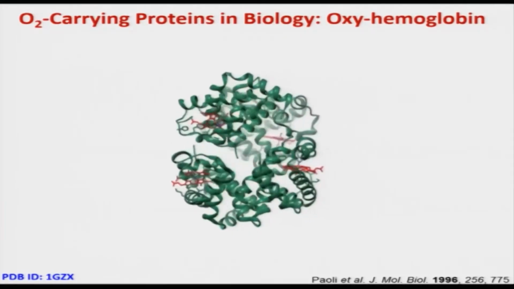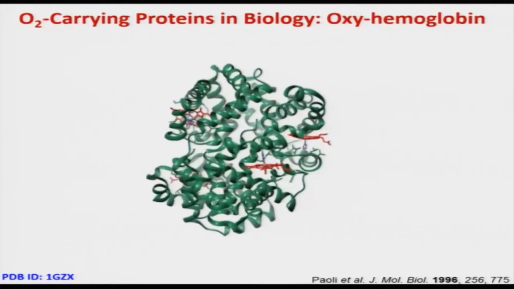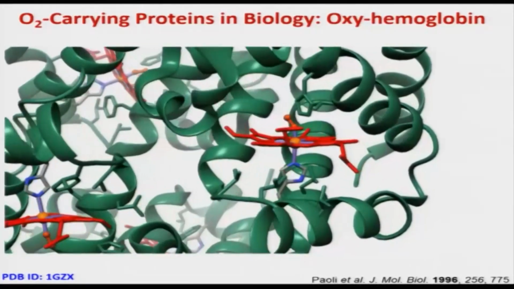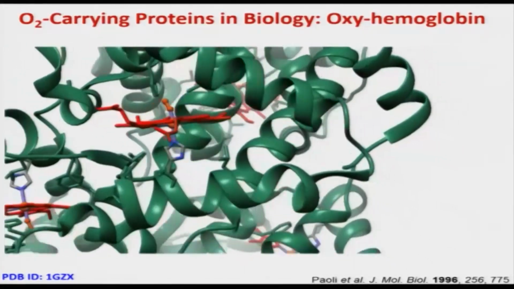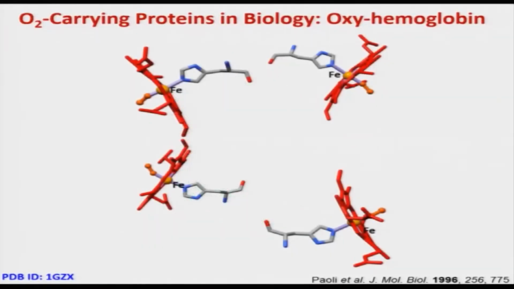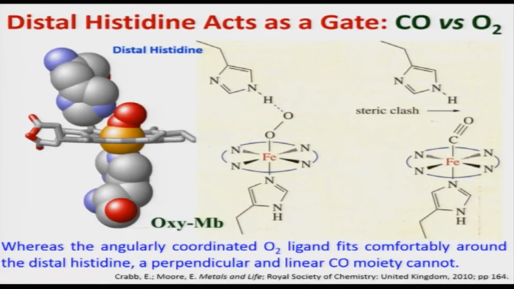This is the X-ray structure of oxyhemoglobin. As you can see, there are 4 heme centers, however huge protein chains are covering these heme centers. Now, once you remove these protein chains, you see the 4 heme centers where dioxygen binds perfectly, and dioxygen is angular in nature. So, dioxygen binds in an angular fashion in this way. So, distal histidine acts as a gate.